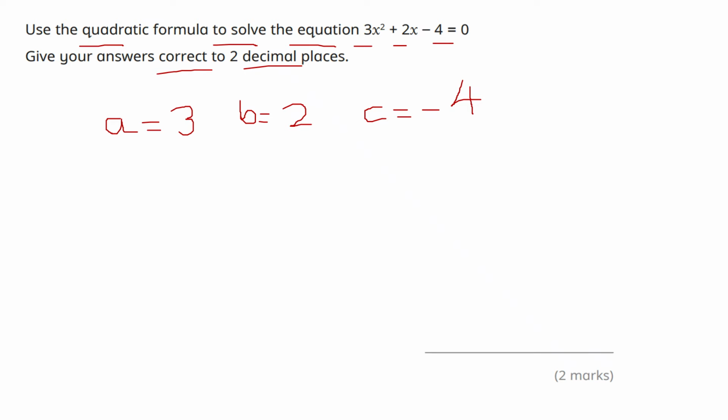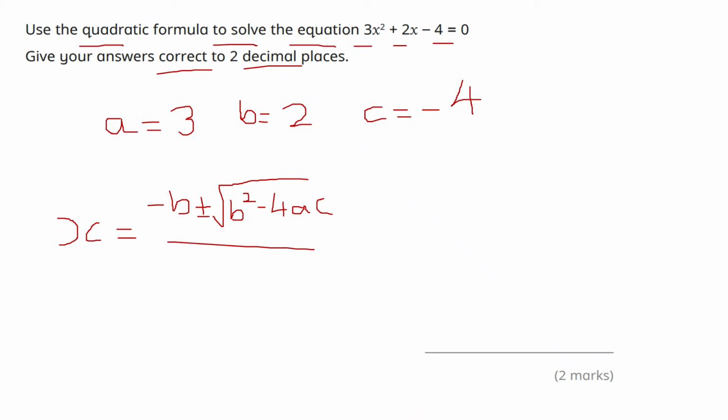Okay, and I can now plug this into my formula, which is given to you on this year's exam. x equals minus b plus or minus the square root of b squared minus 4ac all over 2a. I can now plug these values into this formula and get my two solutions. Remember, it's plus or minus here because it's a quadratic.